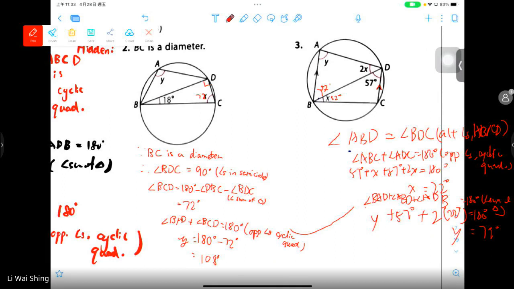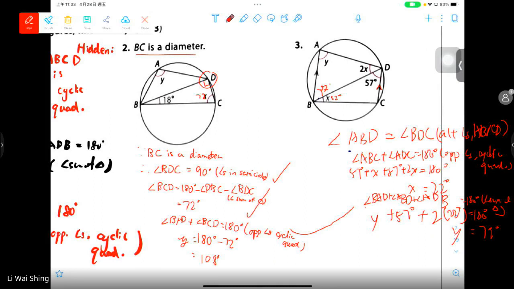All right. So for the first 2 questions, you can check the answers. They are pretty simple questions because I told you BC is the diameter. So you should be able to find 90 degrees. Good. All right. Angle sum of triangle, 72. Then opposite angles cyclic quad. Very good.